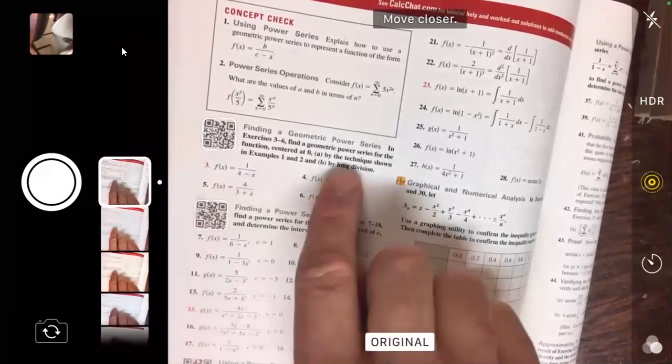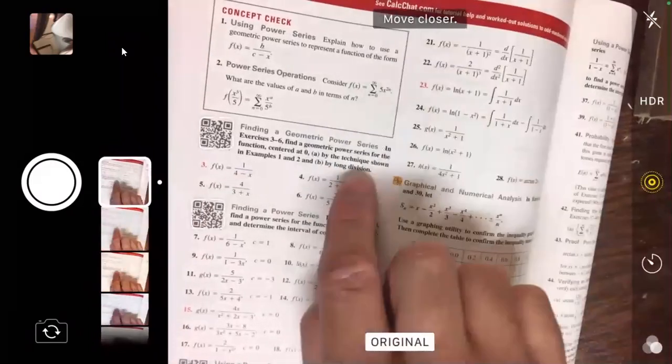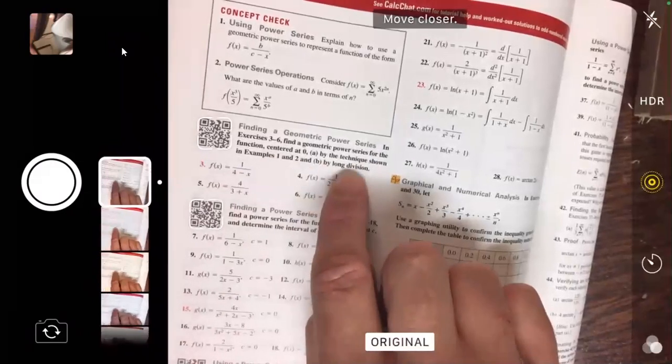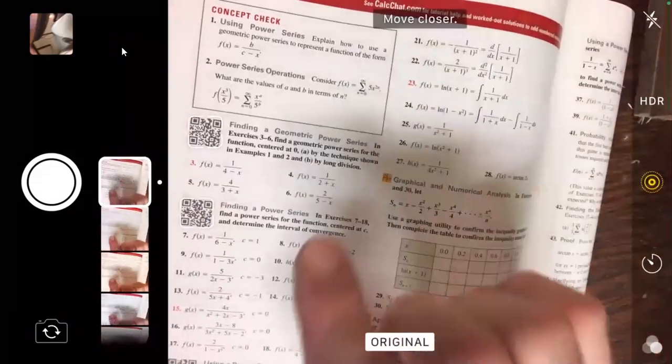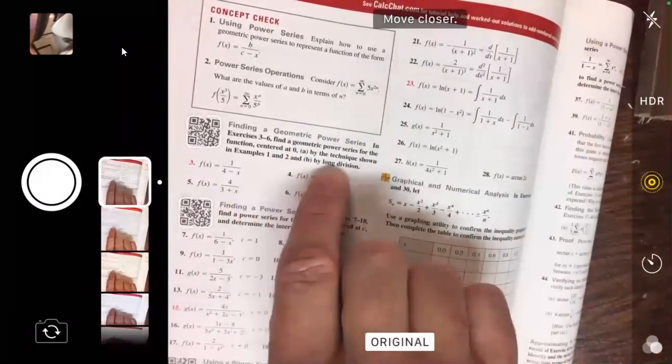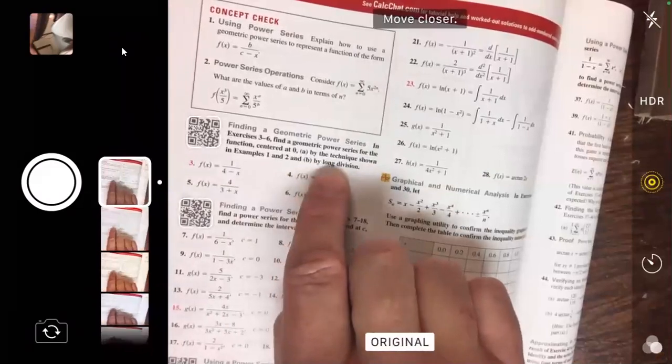Now, I'm about to show you that what I've shown you is the techniques in example 1 and 2, part A. Then they want you to do it by long division. Okay, screw that. That's college algebra. We won't mess with long division. Okay, we'll just do part A. I should have pointed that out in the assignment. We're just going to do part A, not long division.